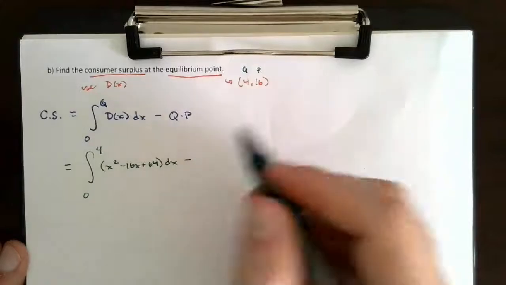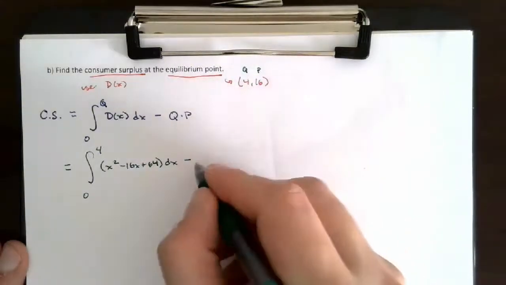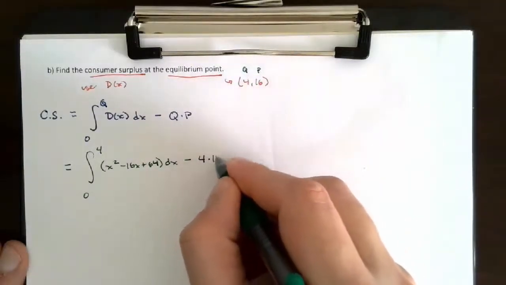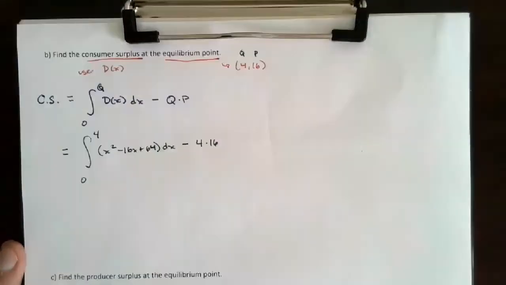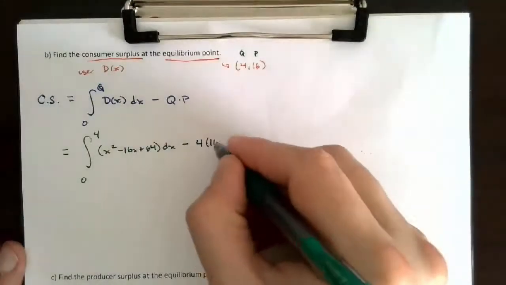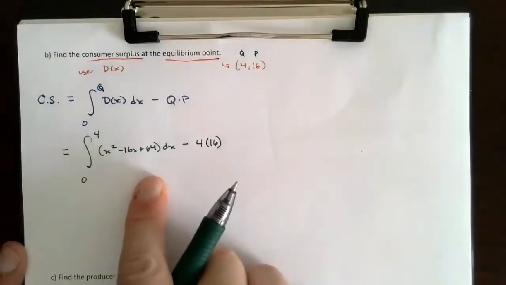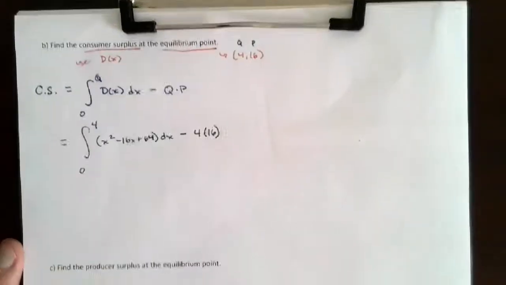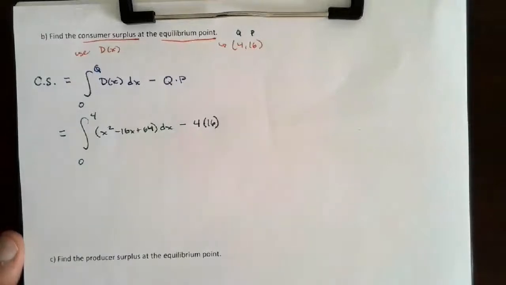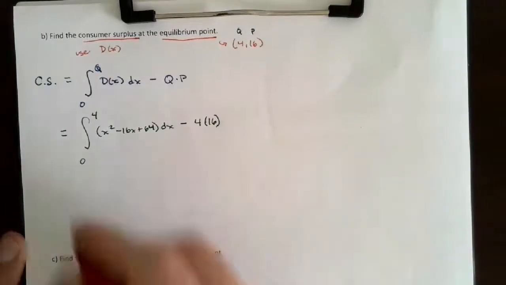Remember, it's the actual 4 times 16. You're multiplying those together. If you want, you can put parentheses to show the multiplication. What you do need to know is that it's not part of the integral. After the dx, this is all a separate term. Alright, so we're ready to integrate this now.